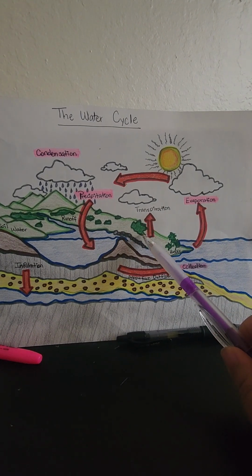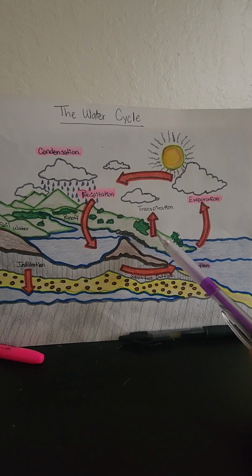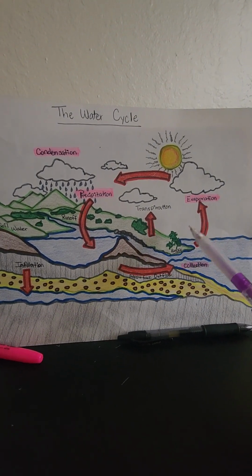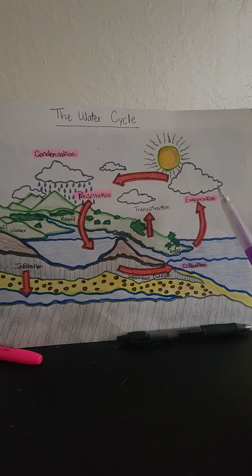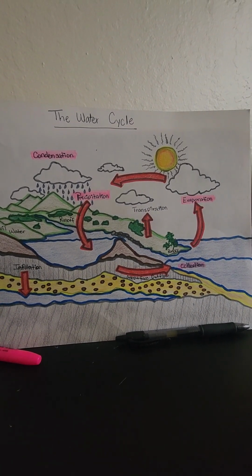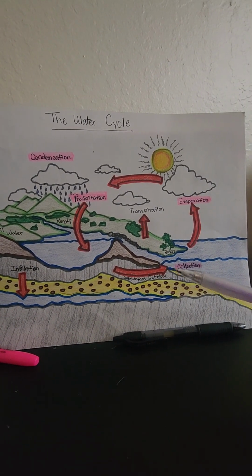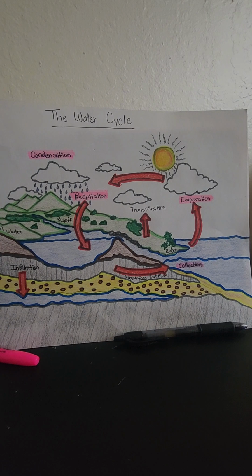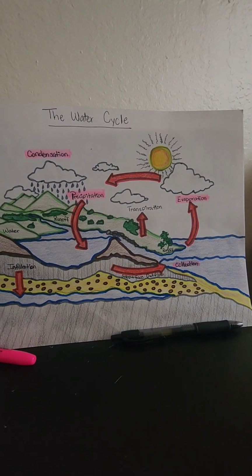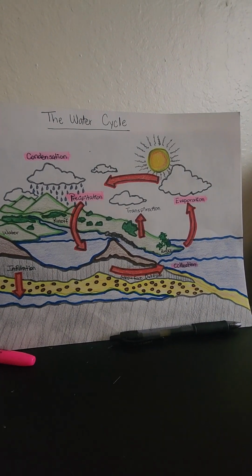Transpiration comes from plants, where the water from the plants goes up to the sky, and also evaporation from the land to the sky. Evaporation takes place when the sun heats up the water on the land, in the lakes, in rivers, and the sea. The water is turned into a gas called water vapor, and the water vapor rises into the sky.